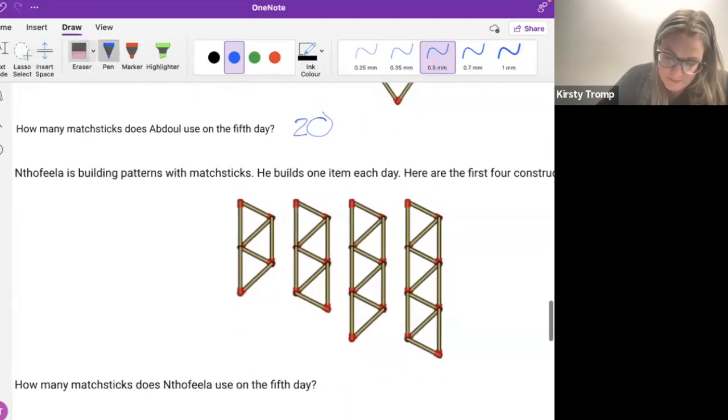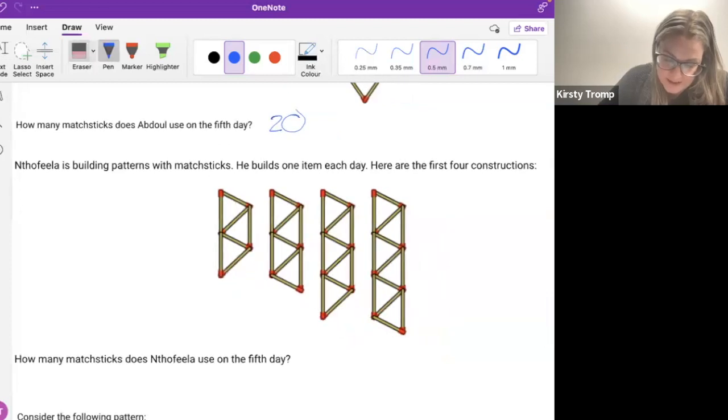Let's have a look at the next one. He's still building. Now Ntefela is building patterns with matchsticks. He builds one item each day. Here are the first 4 constructions. How many matchsticks does he build on the 5th day? Go have a look at this next one for me. We're going to work out how many he's building on the 5th day.